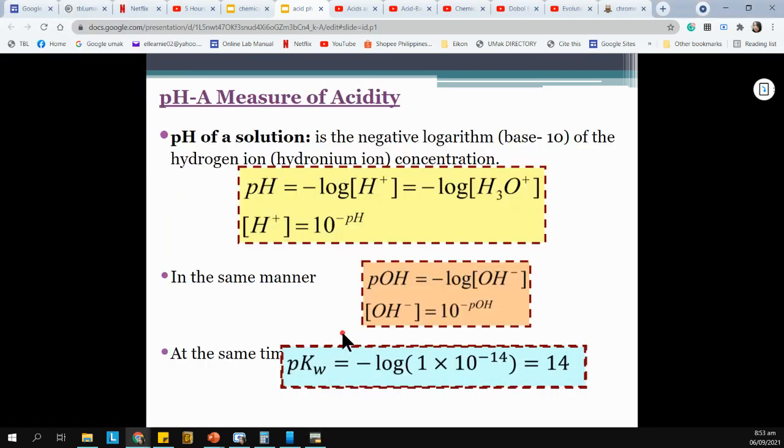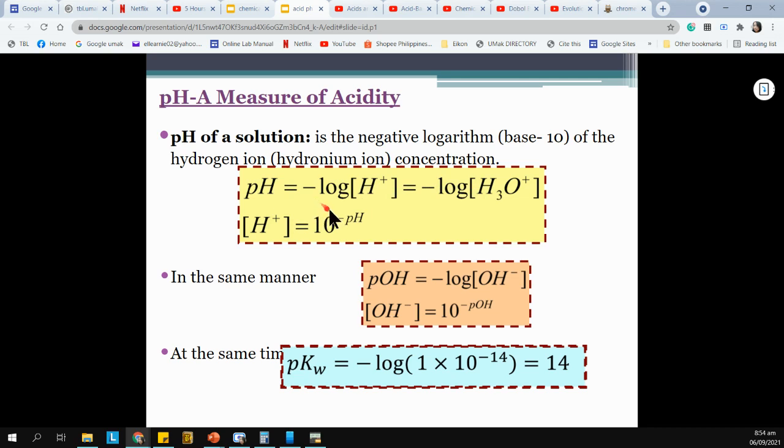Okay, now this time we're going to be using the pH. Usually this is a measure of acidity, using the logarithm of base 10. Remember earlier, 10 to the negative 15, 10 to the negative 7. To simplify our expression, we're going to use logarithm. The formula for the pH is the negative log of the hydrogen concentration, whether hydronium ion concentration or hydrogen ion concentration. They're the same.